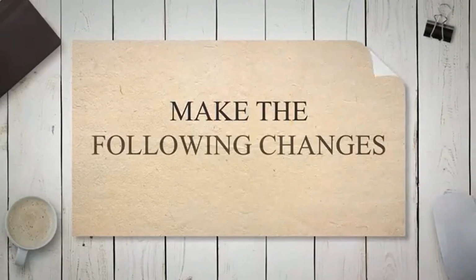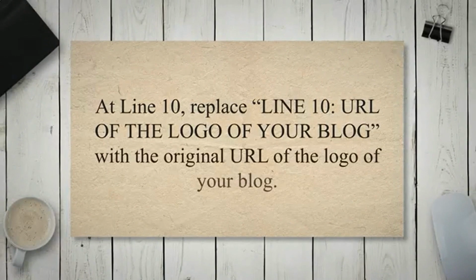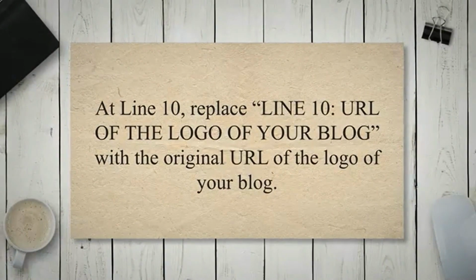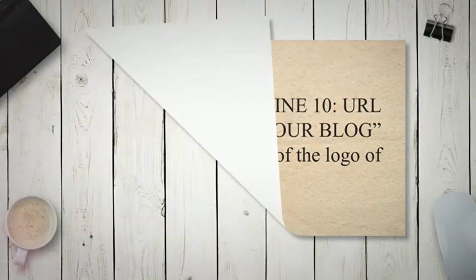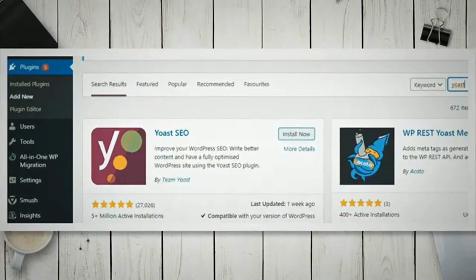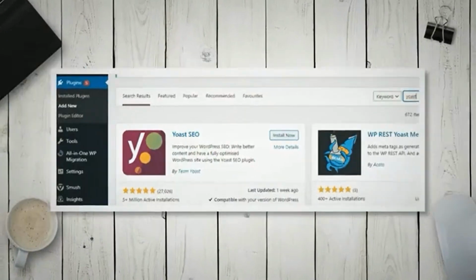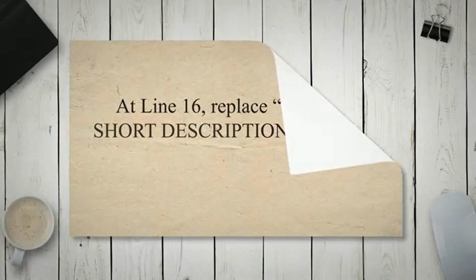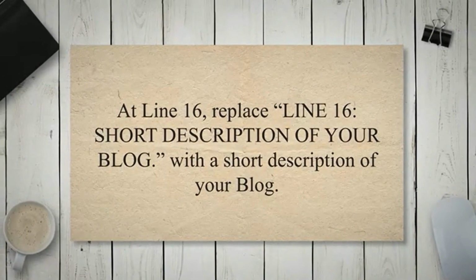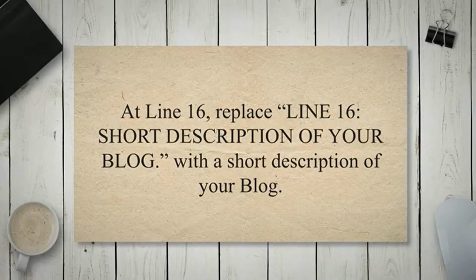Make the following changes to the above code. At line 10, replace "URL of the logo of your blog" with the original URL of the logo of your blog. You can upload your blog's logo in a draft post and then right-click on the image to copy its URL. At line 16, replace "short description of your blog" with a short description of your blog.